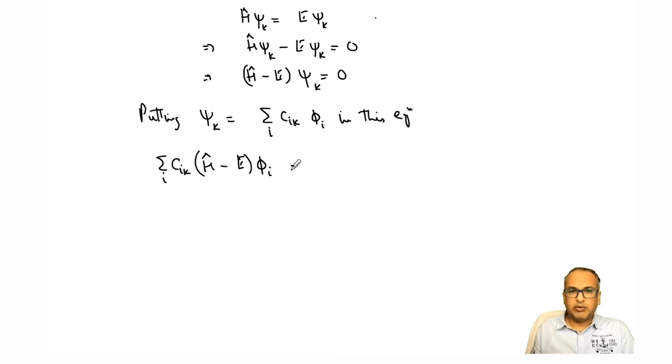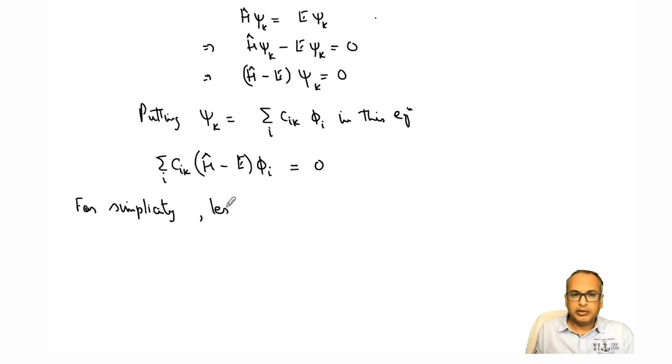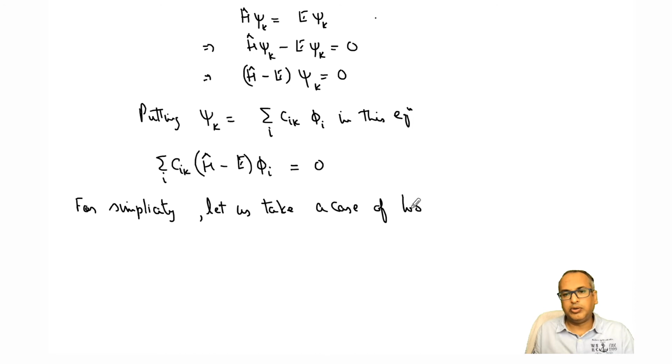Okay, and this thing is equal to 0. All right, so now this is for I atomic orbitals. So let us take, for simplicity, only 2 atomic orbitals so that we can see how to solve this equation. Let us take a case of 2 atomic orbitals. In that case our I will go from 1 to 2, right? So I will have 1 and 2.